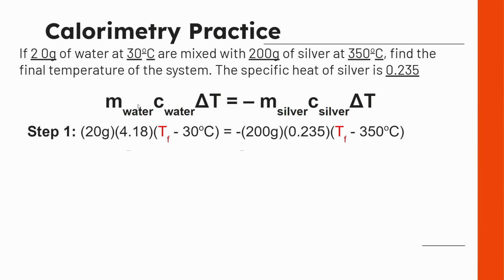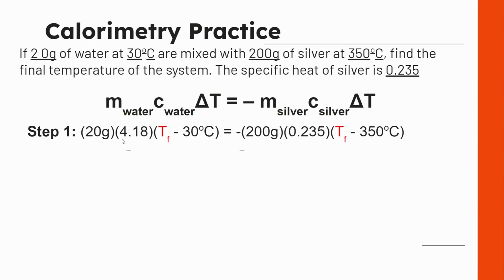I've got 20 grams of water. Specific heat of water is 4.18. I don't know the final temperature yet, but I know the change in temperature is going to be the final temperature minus the initial temperature. And then I have a negative right here. Don't forget to put your negative down, or you're going to end up with a weird answer. I've got 200 grams of silver times 0.235, which is the specific heat of silver. And then again, I don't know the final temperature. I just know it's subtracted from 350 degrees Celsius because that's the initial temperature.